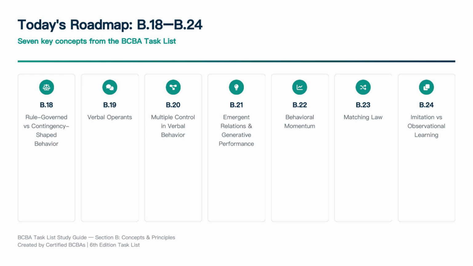Here's the path for today. We'll start with rules versus direct consequences, B-18. Move into verbal behavior and how to label verbal operants from vignettes, B-19. Then the exam's favorite realism upgrade, multiple control, B-20, followed by how new skills can pop out without direct teaching, B-21. Why some behaviors persist even when the environment changes, B-22. How choice and response allocation follows reinforcement patterns, B-23. And we'll close with the clean distinction between imitation and observational learning, B-24.